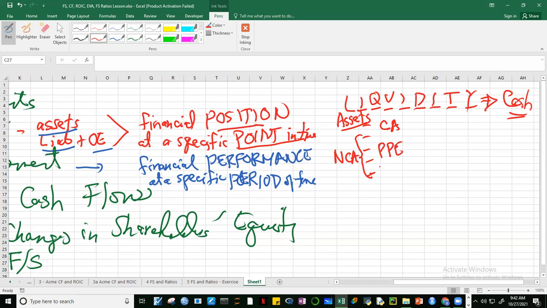Okay, so what's the second? What's the third? What's the fourth? What's the fifth? Land. Land is part of PPE. Oh yeah, sorry. Anyone, guys? What could be the second one? Current assets, and then there's a second one, and then PPE, and then, okay, so this is L, this is I, this is O.